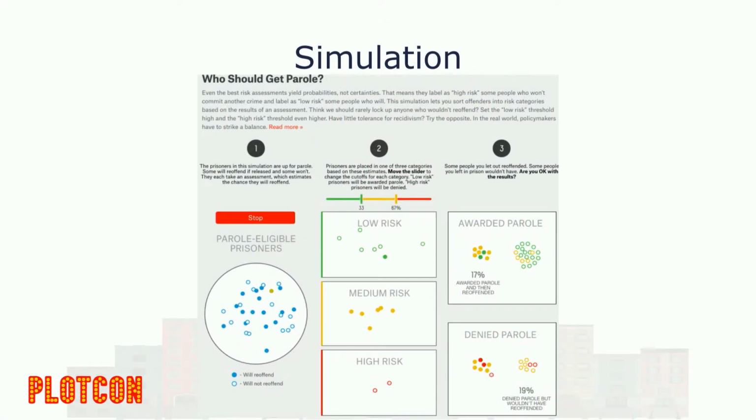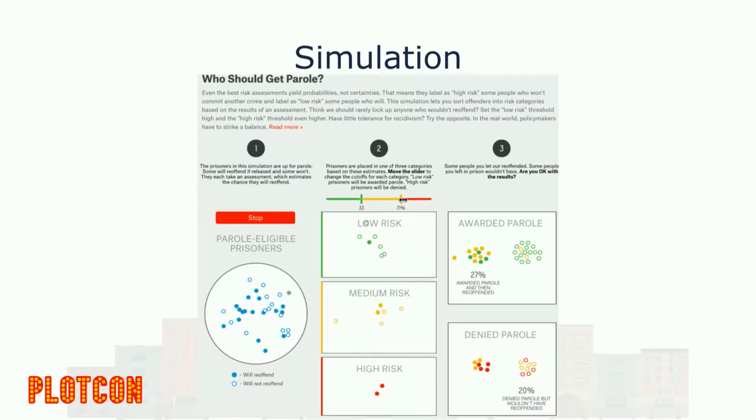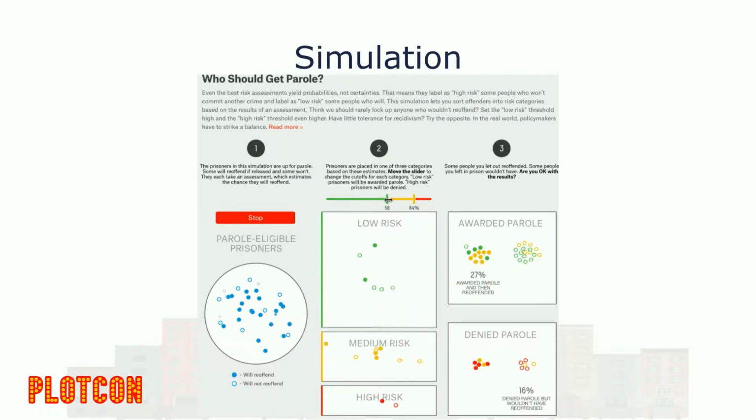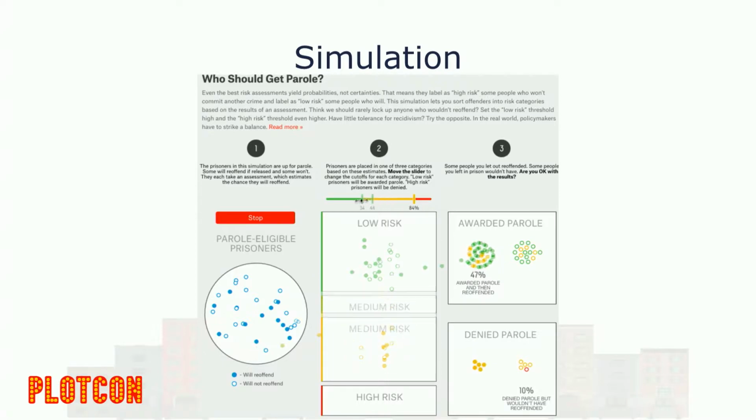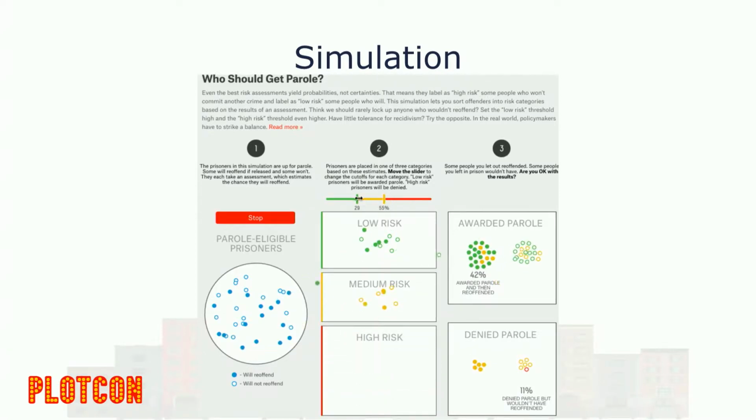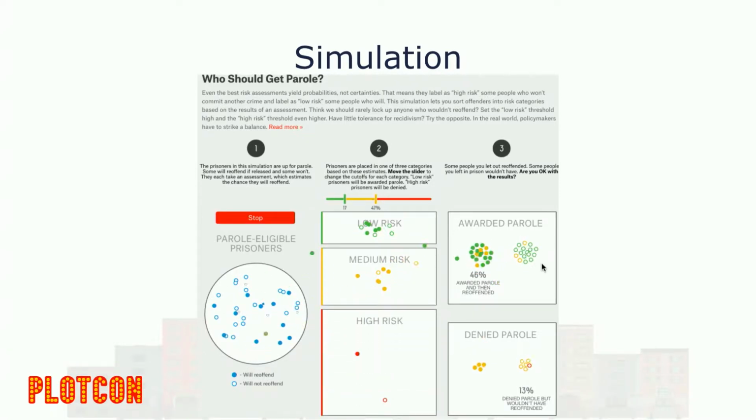This is an example that I worked on at 538. This is a simulation of the parole system and how different assessments of prisoners' likeliness to commit another crime after they are released is taken into account, and how that affects the actual recidivism rates and the wrongly given results by the judge.